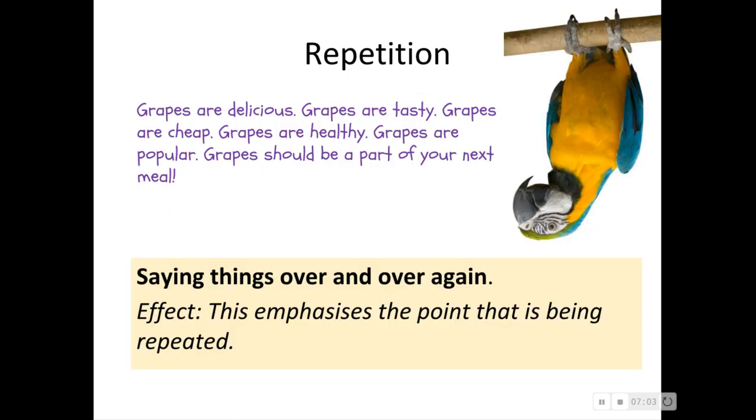Repetition. This is when you have something appear over and over and over again. And repetition, the effect is almost always to emphasize some aspect of the point that's being made.